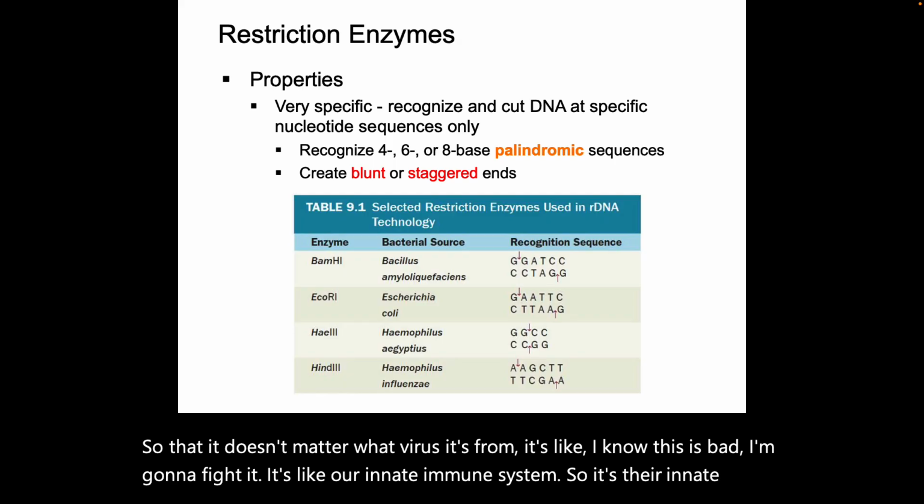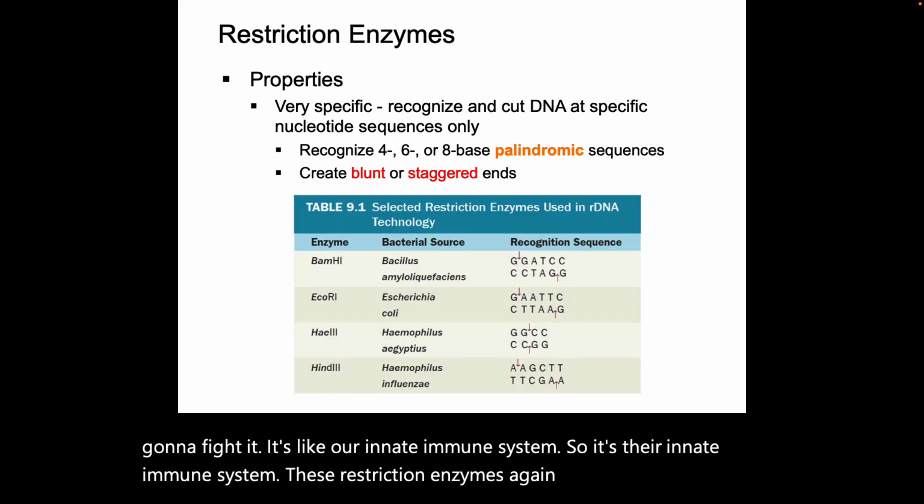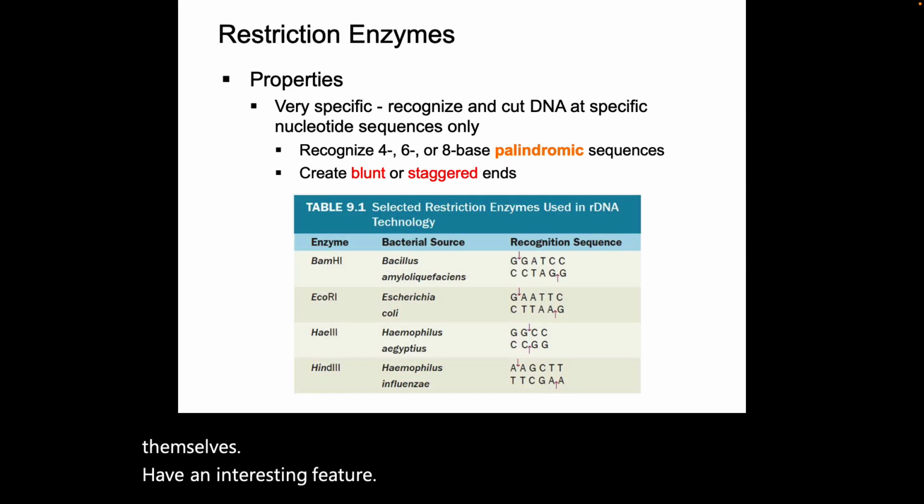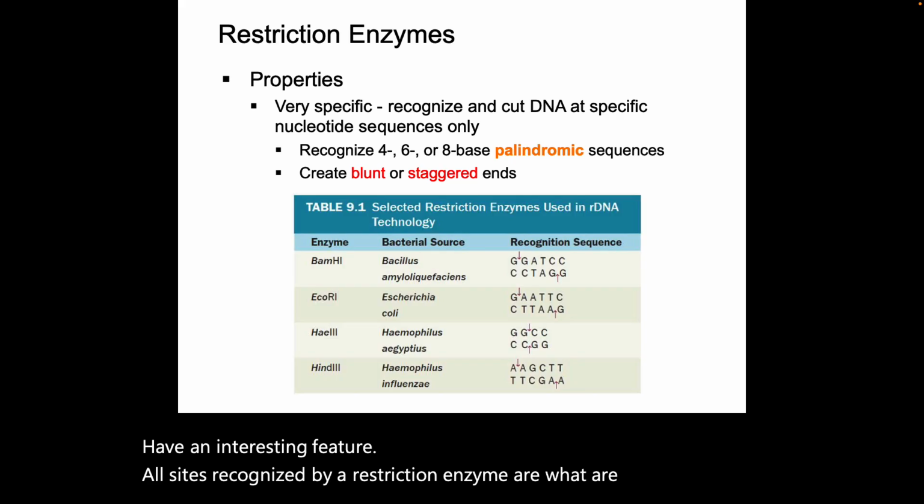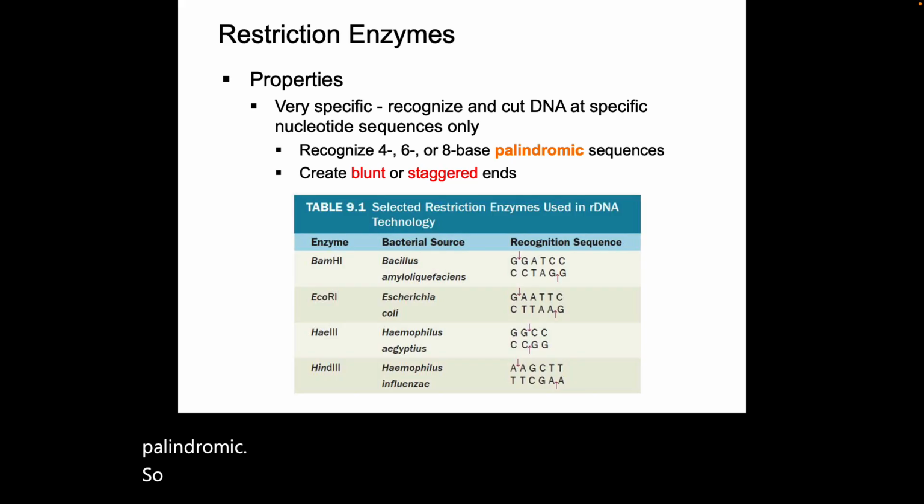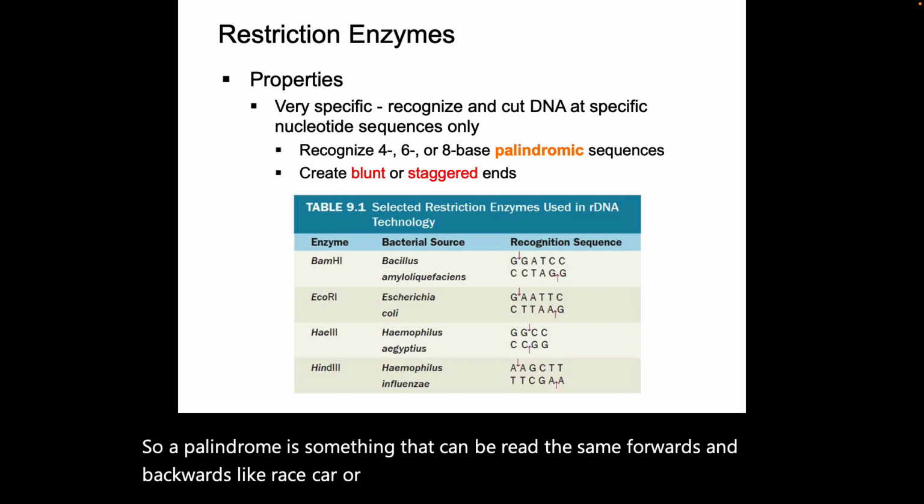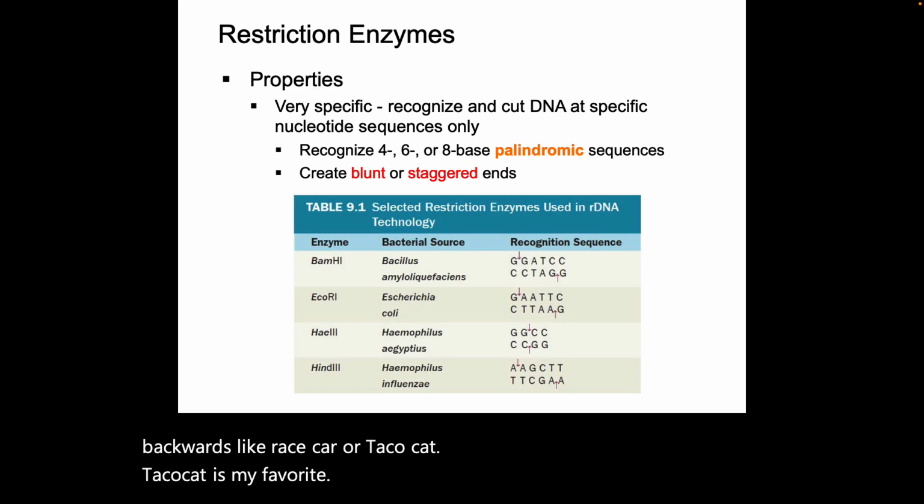These restriction enzymes, again, are very specific. They'll recognize 4, 6, or 8 nucleotide sequences, but the sequences themselves have an interesting feature. All sites recognized by a restriction enzyme are what are called palindromic. So a palindrome is something that can be read the same forwards and backwards, like race car or taco cat. Taco cat is my favorite, but race car works too.